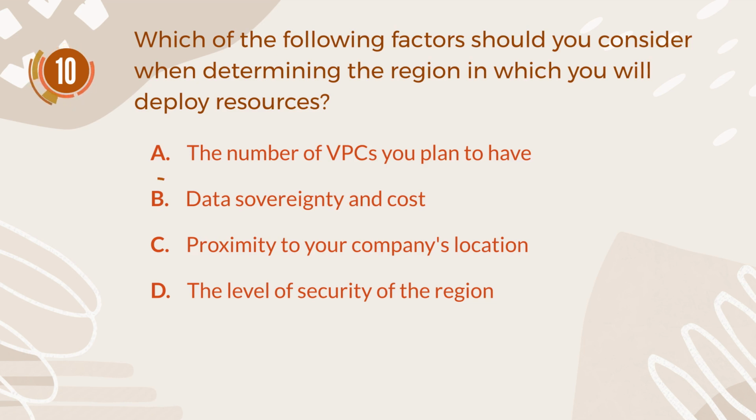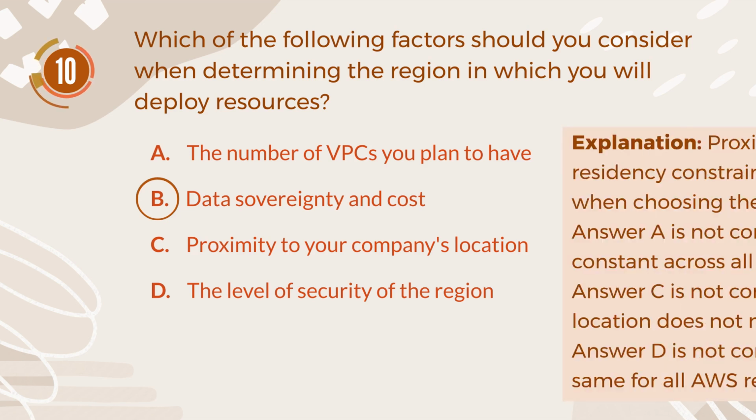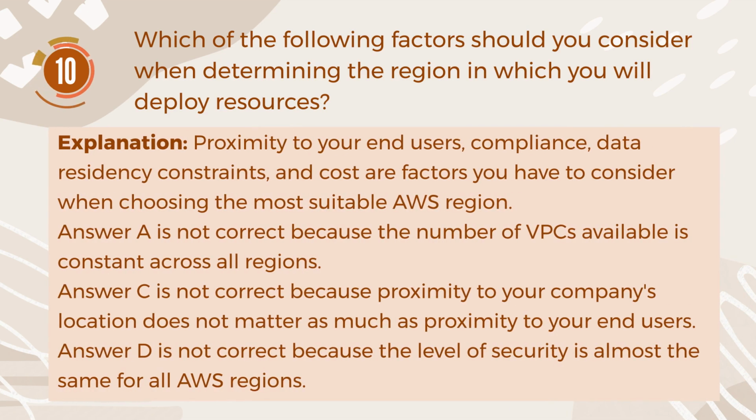The correct answer is B. Data sovereignty and cost. Explanation. Proximity to your end users, compliance, data residency constraints, and cost are factors you have to consider when choosing the most suitable AWS region. Answer A is not correct because the number of VPCs available is constant across all regions. Answer C is not correct because proximity to your company's location does not matter as much as proximity to your end users. Answer D is not correct because the level of security is almost the same for all AWS regions.